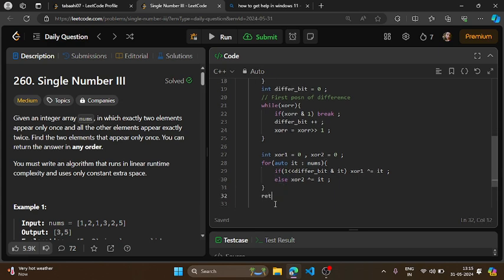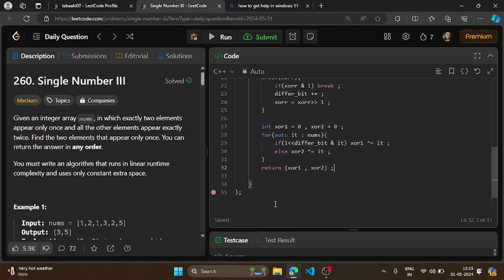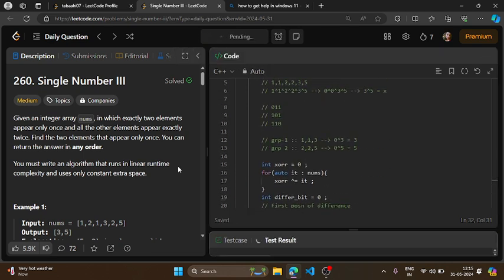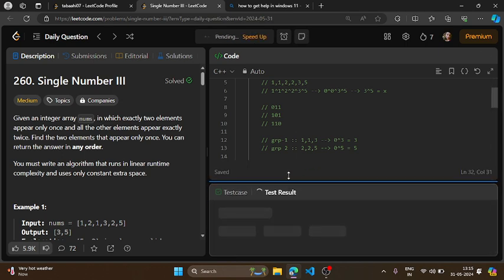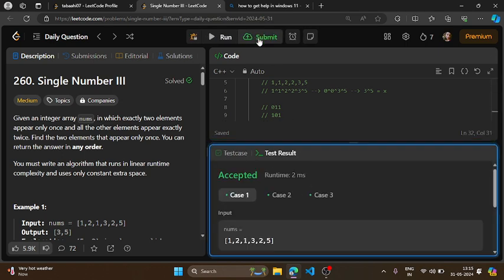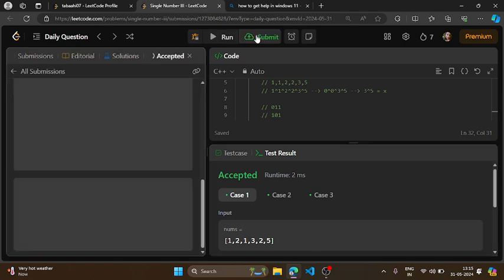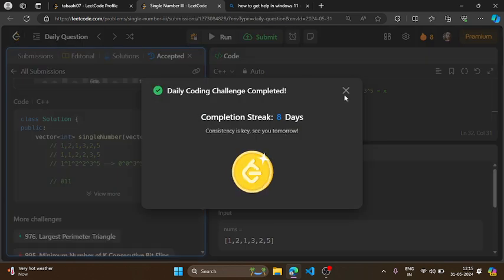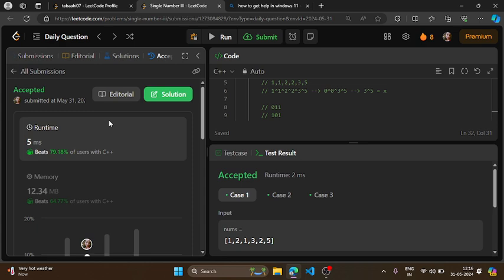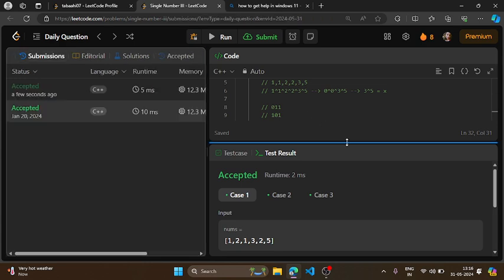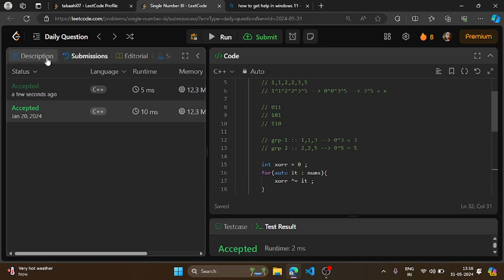And I am just returning XOR 1 and XOR 2, because this will be our final result, or the target numbers which I had to find. So these are our two target numbers. Okay, so it's working fine, right? So this was the entire approach which we followed.